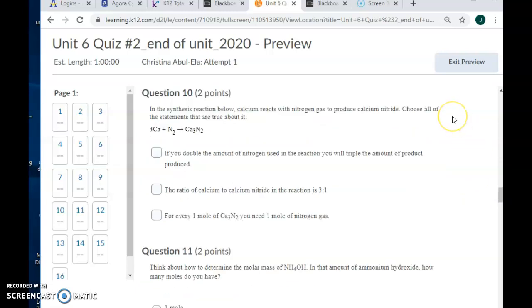Question 10. In the synthesis reaction below, calcium reacts with nitrogen gas to produce calcium nitride. Choose all of the statements that are true about it. The reaction is 3Ca, calcium, plus N2 yields calcium nitride, Ca3N2. If you double the amount of nitrogen used in the reaction, you will triple the amount of product. The ratio of calcium to calcium nitride in the reaction is 3 to 1. For every 1 mole of calcium nitride, you need 1 mole of nitrogen gas.